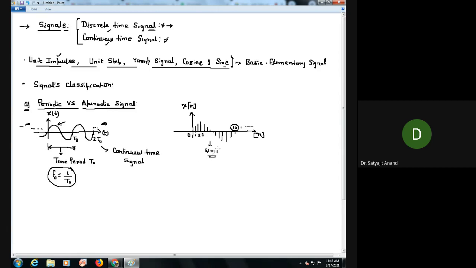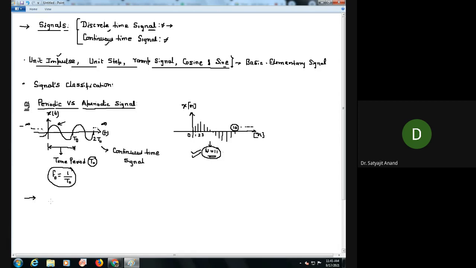So this will be your time period, Vanshika. This is your fundamental period for the discrete time signal or sequence, we can say. When you are going to say period, you have to use this notation, capital T for continuous time signal, and for discrete, you have to use capital N.